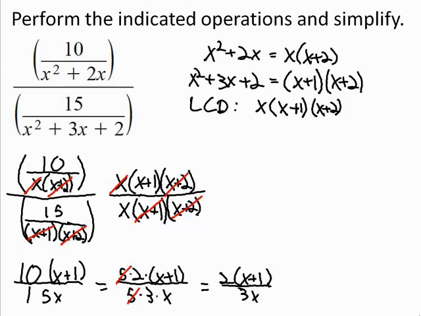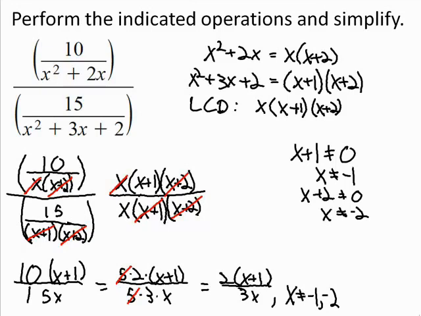This expression has to have the same domain as the original expression. In the original expression, there is an x plus 1 and an x plus 2 in the denominator, so x plus 1 cannot be equal to 0, and x plus 2 cannot be equal to 0. This means x cannot be equal to negative 1, and x cannot be equal to negative 2. The simplified expression is 2 times the quantity x plus 1 divided by 3x, where x is not equal to negative 1, and x is not equal to negative 2.